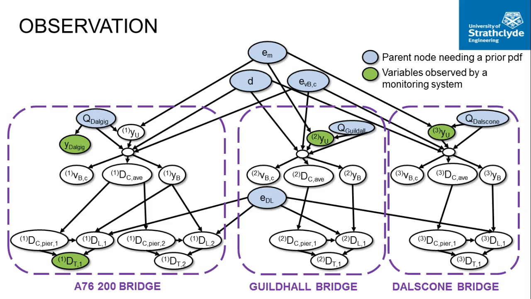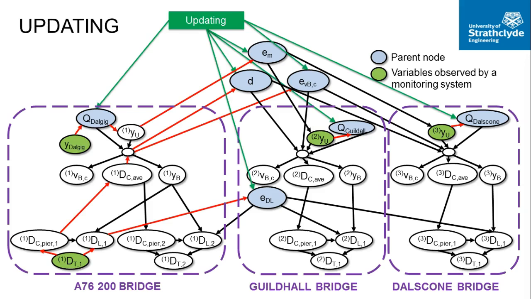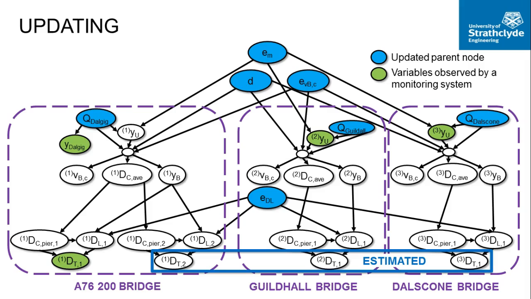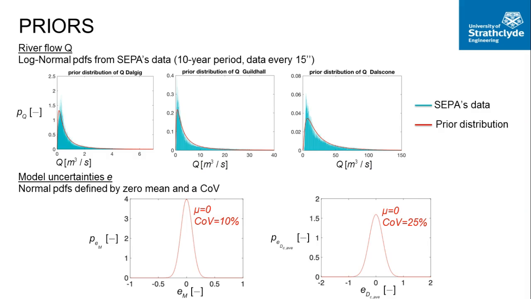As I said before, the observational quantities in our case are the total scour at the first pier of the first bridge and the water level upstream of each bridge. So when these observations enter into the Bayesian network, we can update the parent nodes in order to have a better estimation of the scour at unmonitored bridges. We adopt a log normal prior PDF for the river flow and a normal PDF defined by zero mean and a coefficient of variation for each model uncertainty.